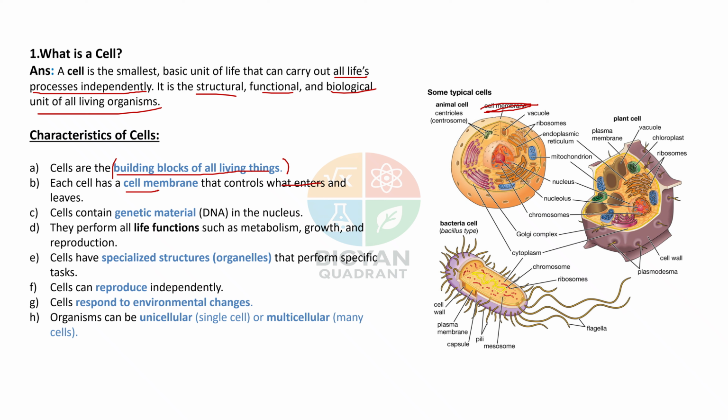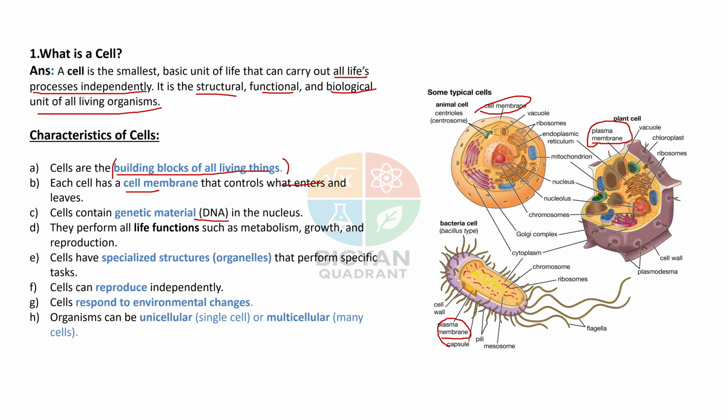Here is the cell membrane. In the case of the plant cell, there is the plasma membrane, or you can say cell membrane. In the case of the bacterial cell, there is also a plasma membrane present. The cell also contains the genetic material or the DNA in the nucleus, and DNA is present in the nucleus of the cell.